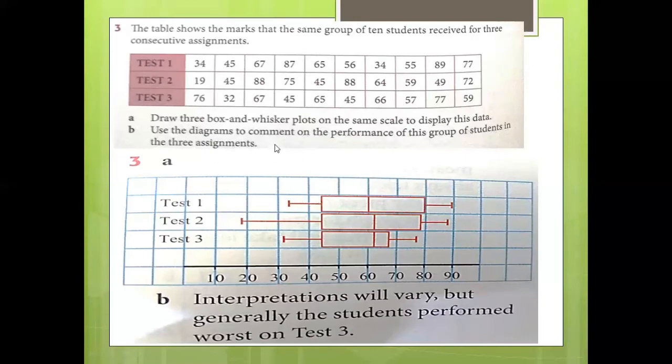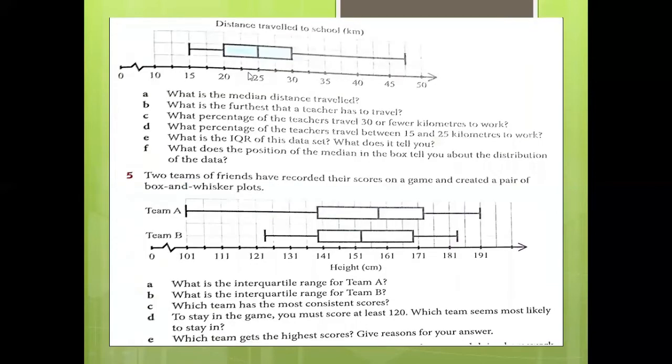Now part B: use the diagram to comment on the performance of this group of students in the 3 assignments. Which one do you think will vary more? Interpretation will vary, but generally the students performed worst on test 3 because its IQR is very small. This test has a worse performance compared to the other 2 tests. As it is the same, we do all these things.